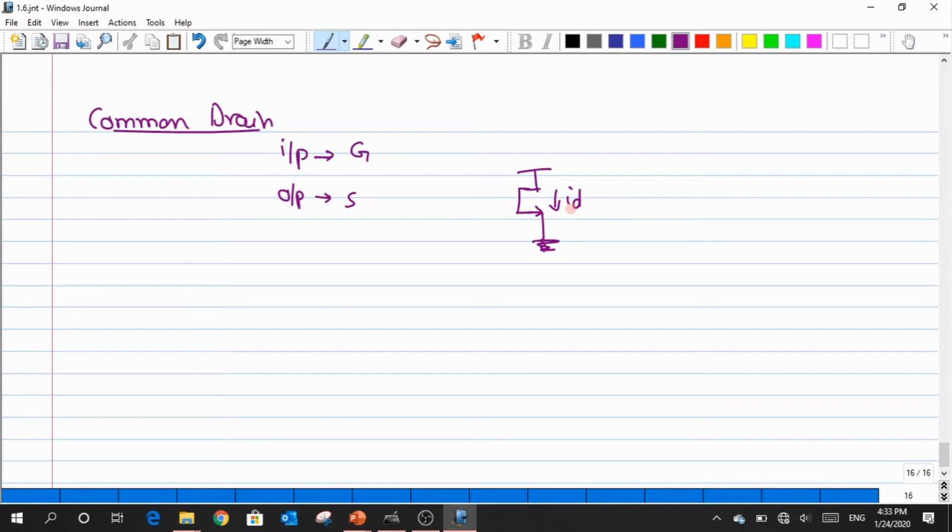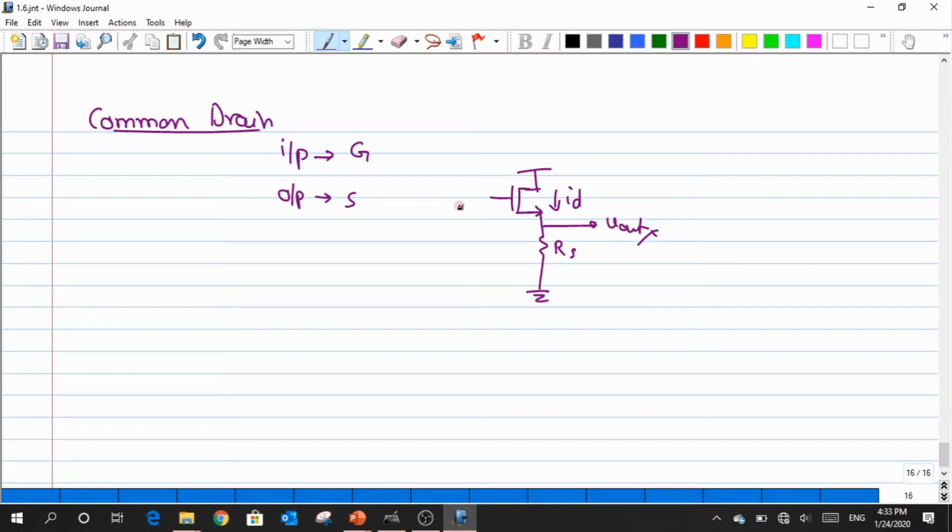I've seen many people missing out on this, directly tapping this as my output. That is not at all possible, okay? So you need to pass this current that you have generated from the transistor through a load. It could be a resistive load or it could be anything, okay? So let us take a resistive load and then we'll do it, okay? So this is known as a common drain amplifier, okay?